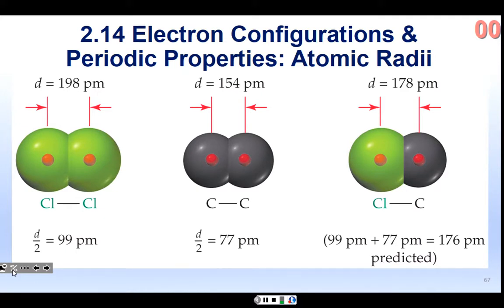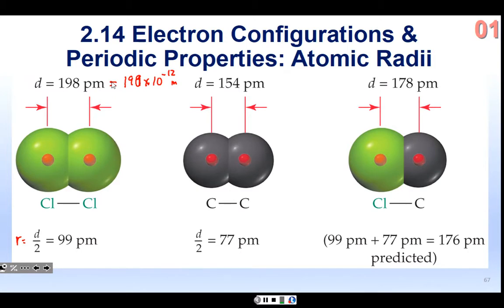And so if you figure out that two chlorines together have a distance of 198 picometers, which is, by the way, 198 times 10 to the minus 12 meters. That's pretty small, right? We're talking atomic dimensions here. Then the radius is going to be half of that. In other words, half of 198 would be 99 picometers.